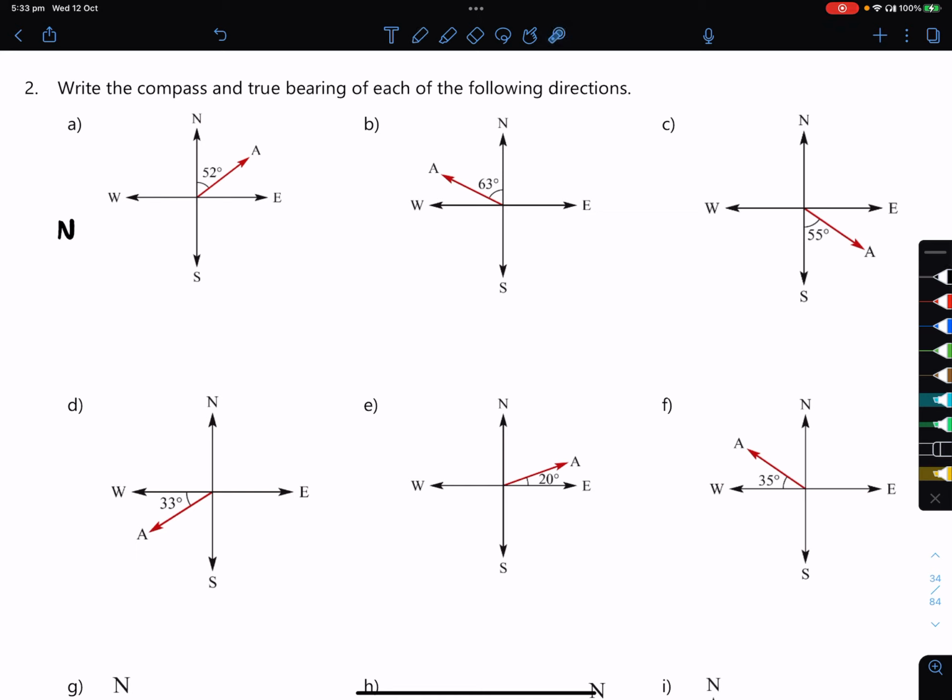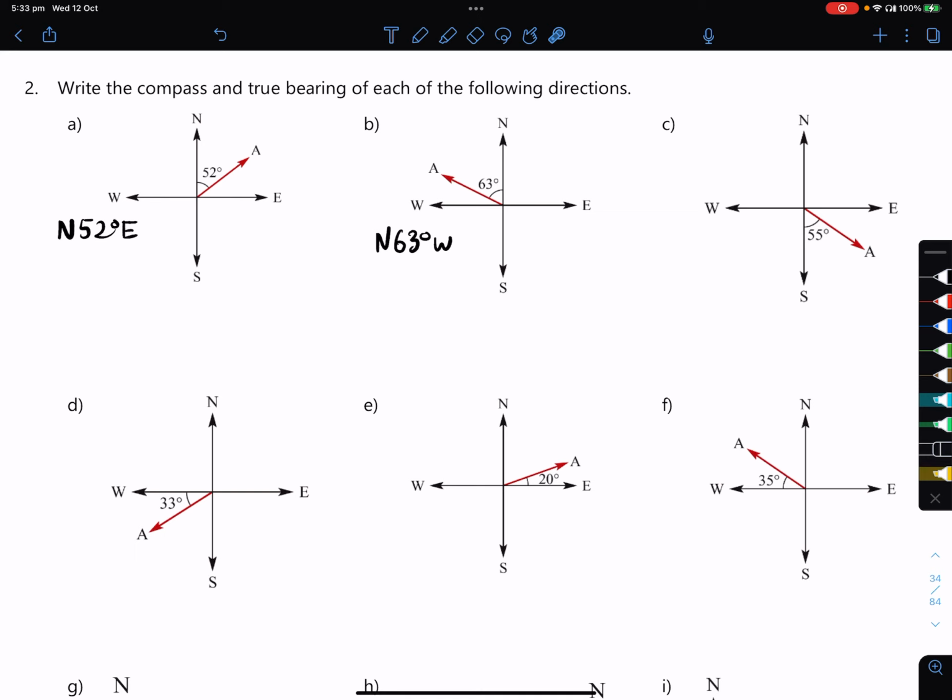But how much do you have to turn from the northerly direction towards that line is 52 degrees towards the easterly direction. So we say it's east, like that. Whereas for question B, if we start from the northerly direction, we have to turn this way towards the westerly direction, and we turn a full angle of 63 degrees. So we go from north, we have to turn 63 degrees towards the westerly direction, and that's our compass bearing.